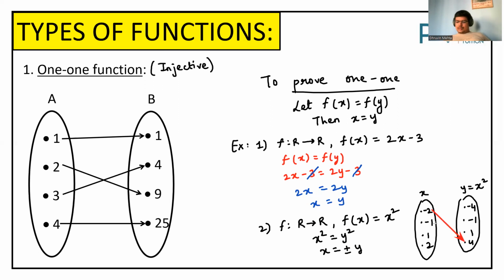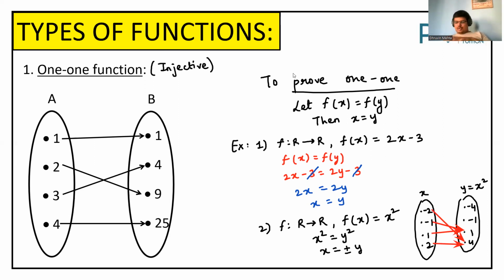What is minus 1 ka square? 1. So that's mapped with 1. What is 1 ka square? 1. And what is 2 ka square? 4. So do you realize this is not 1-1 because two elements are mapped to one element?